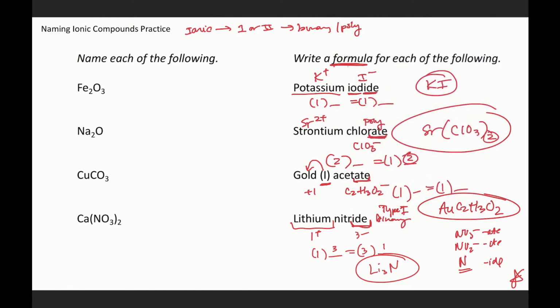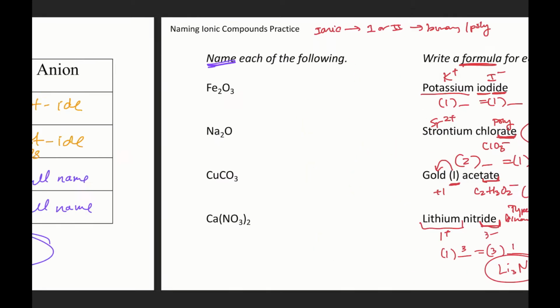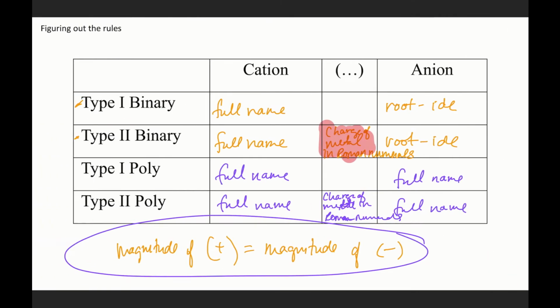Now what we've done is the formulas, where we need to identify that it's ionic. Once we've identified that it's ionic, we know that we have to make the magnitude of the positive charge equal the magnitude of the negative charge. Now for naming, really all we're going to do is employ this table. We figure out what its type is and then apply the rule. You'll note that what is not included in our ionic compound naming system are numerical prefixes.